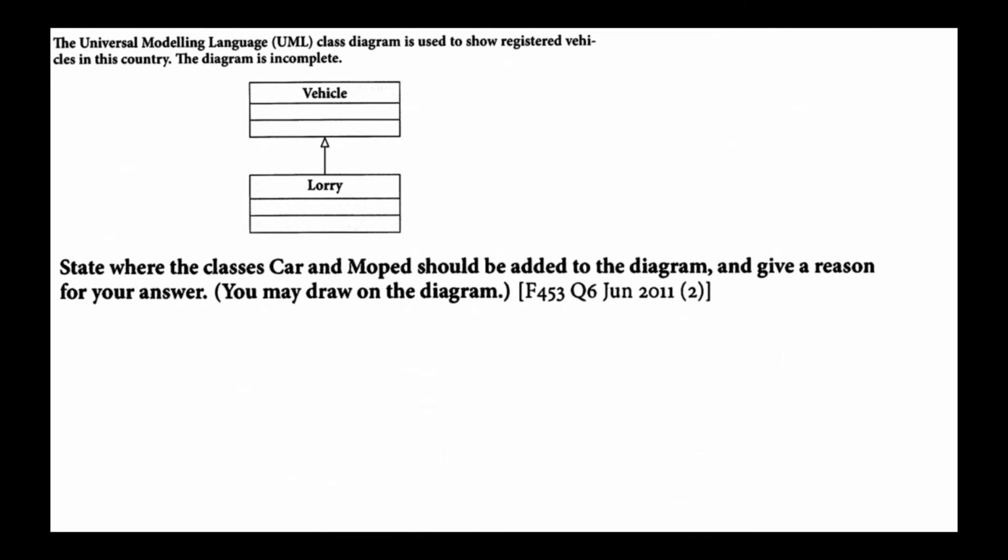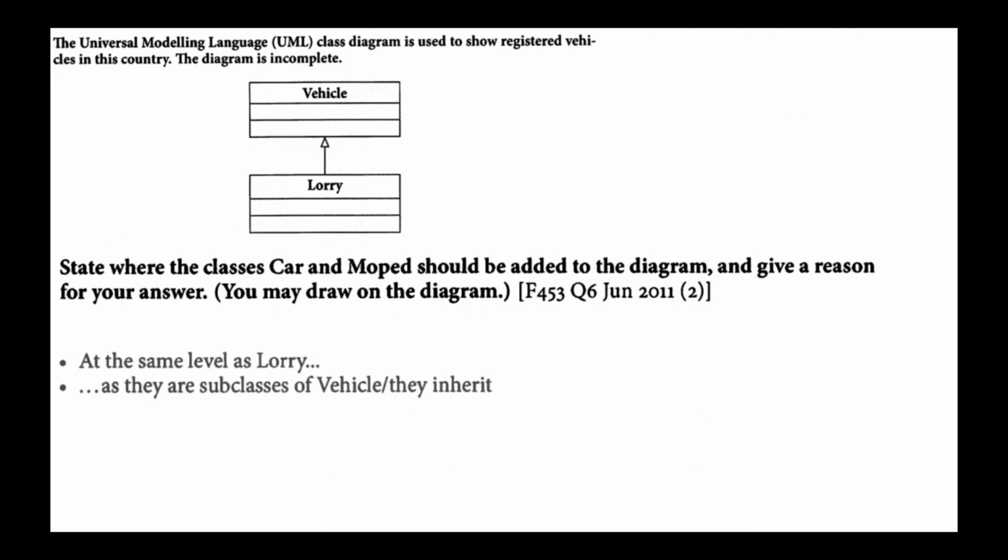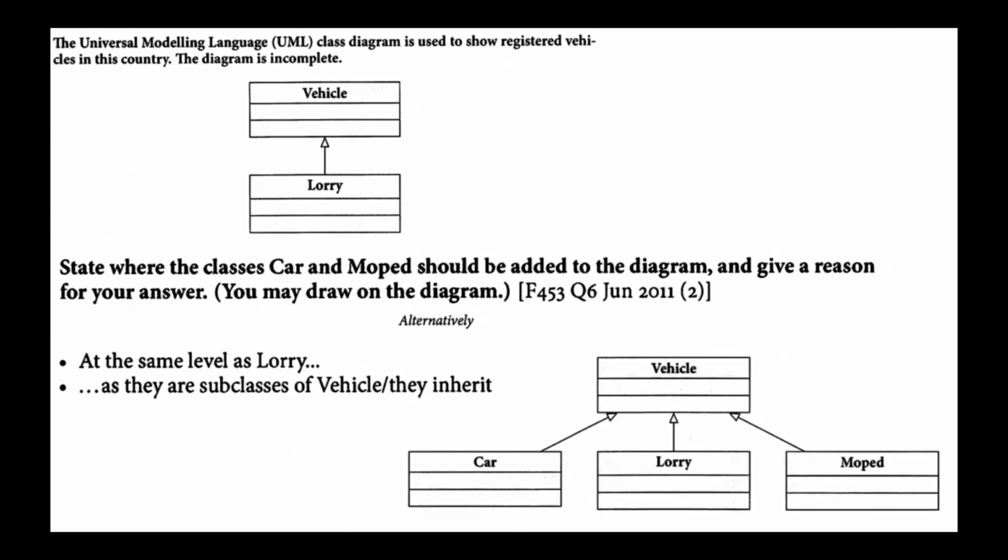So instead of redrawing the whole thing, just draw on the existing diagram. So at the same level as lorry, as they are subclasses of vehicle, so they inherit. So I would probably do both the reasons. So these are at the same level as lorry, as they are a subclass of the vehicle, they inherit. So there's the car, lorry, and then moped.